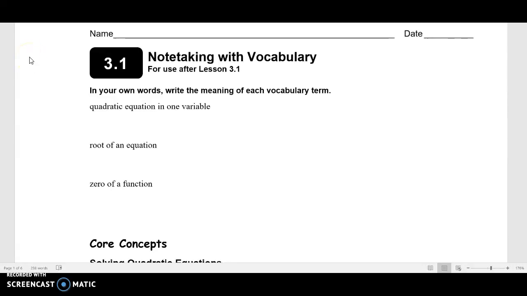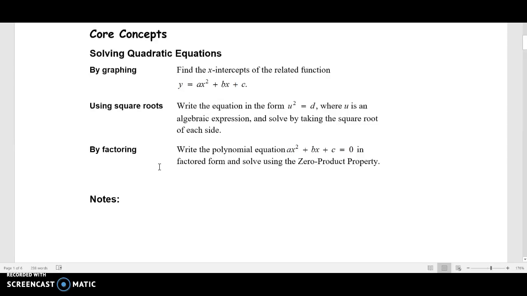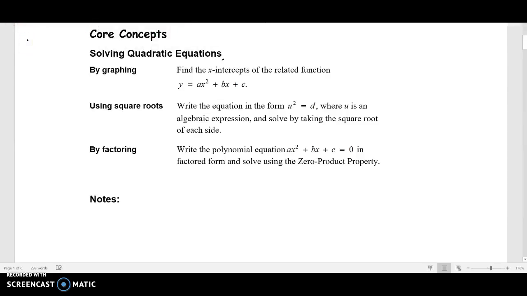Go to page 47 in your journal and get these 3 definitions. Now take a look at the core concepts for solving quadratic equations. We can see here that we have 3 methods. 1 is by graphing, 2 is using square roots, and 3 is by factoring.